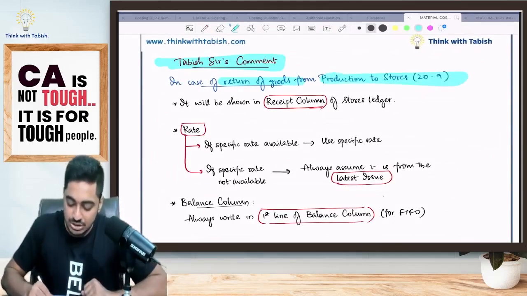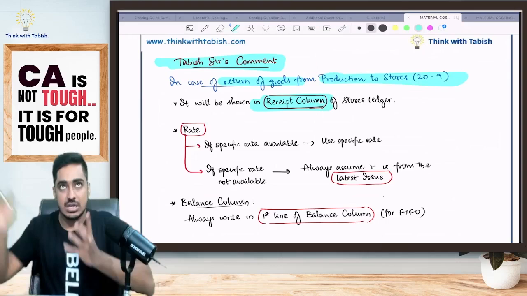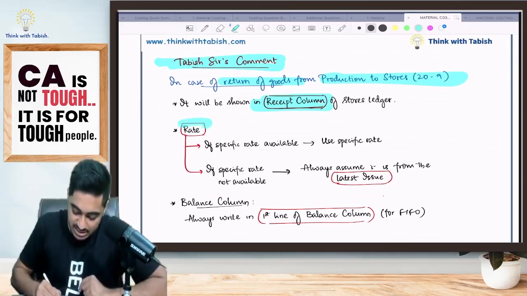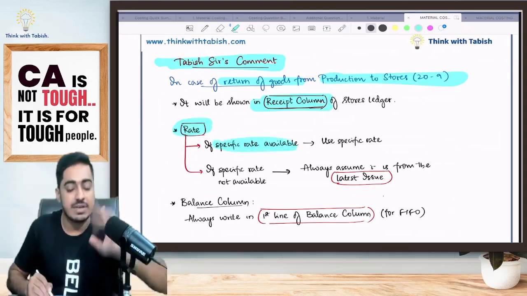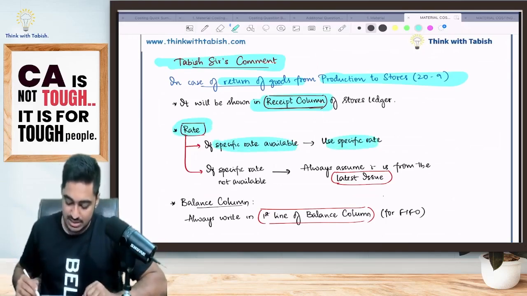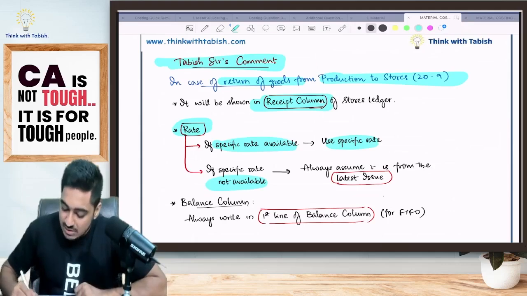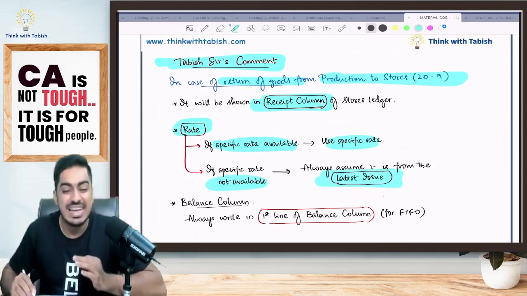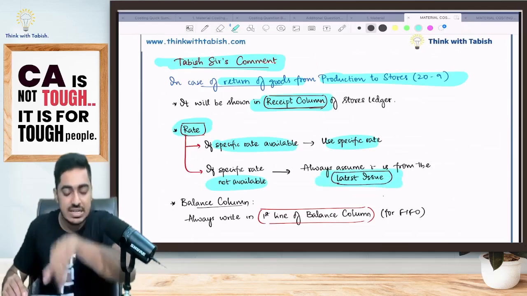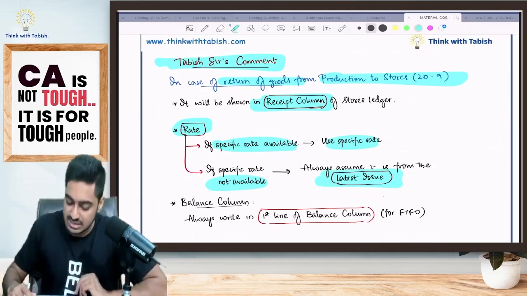First one, it will be shown in the receipt column of the stores ledger. I am receiving goods. Which rate? If a specific rate is given in the question, I will use the specific rate. If a specific rate is not available in the question, what will be my assumption? I will always assume that it is from the latest issue, just before which goods had been sent, that they have returned it back. Till here is it fine?